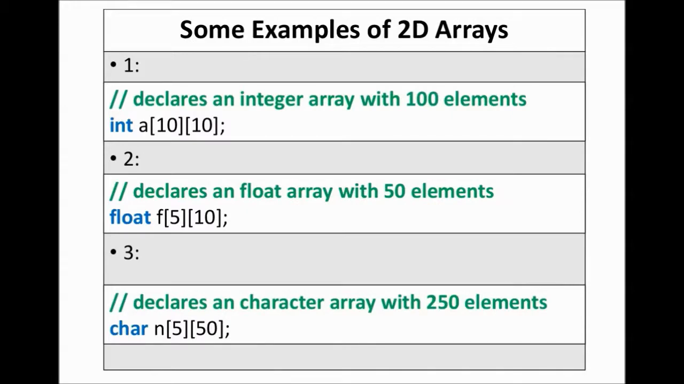Here are some examples of how to declare 2D arrays. First one is to declare an integer array with 100 elements. We write int a[10][10]. To declare a float type array with 50 elements, we write float f[5][10]. Number 3, declare a character type array with 250 elements. We may write it as char n[5][50].